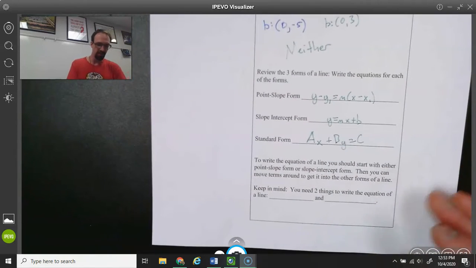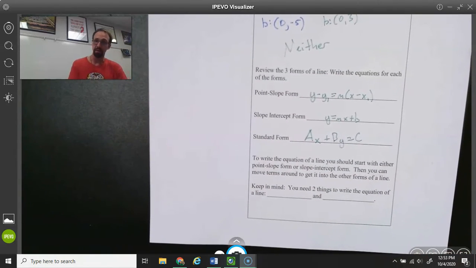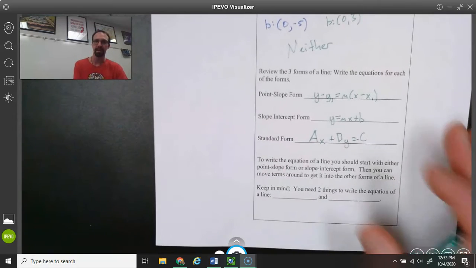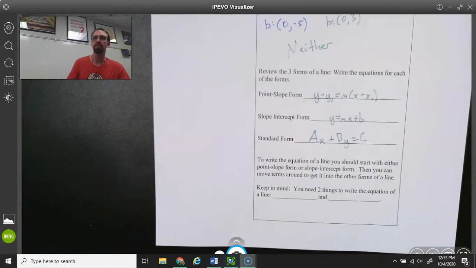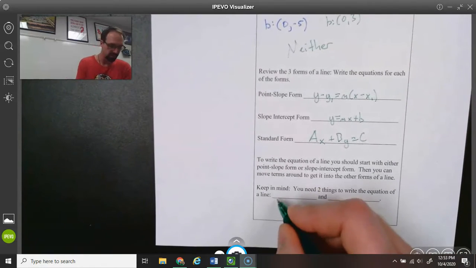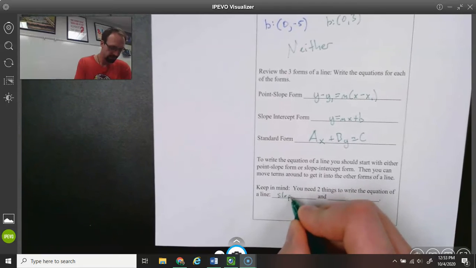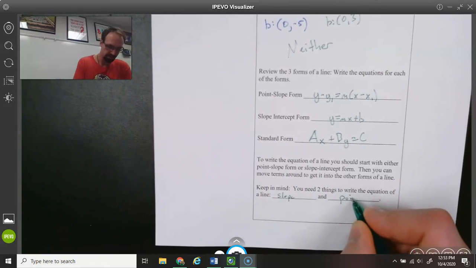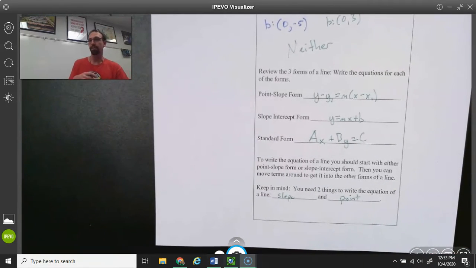To write the equation of a line, you'd start with either point slope form or slope intercept form, then move around terms to get the other forms of a line. Keep in mind that we need two things to write the equation of a line. You need slope and a point. That's it. A lot of students want to fill in the point saying it's a y-intercept. That's a very specific point, but you can actually do it with any point.